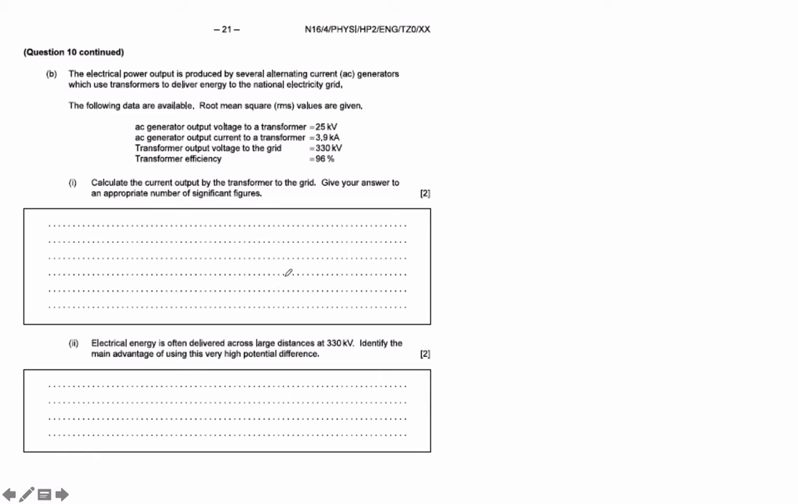All right, calculate the current output by the transformer. So we have the AC generator. The transformer, this is really the input to the transformer, right? And then that is the transformer output to the grid. And all we don't have is the current, right? So understand that, and this is our primary, right? Primary. This is our secondary. Only we don't have the secondary current.